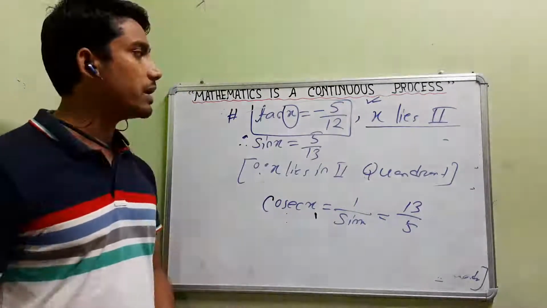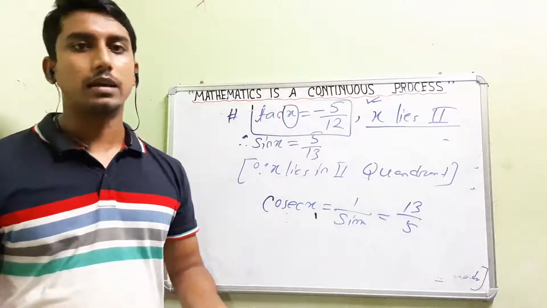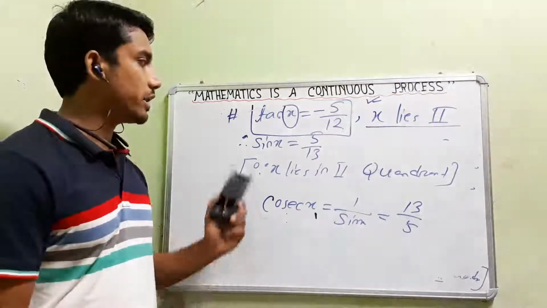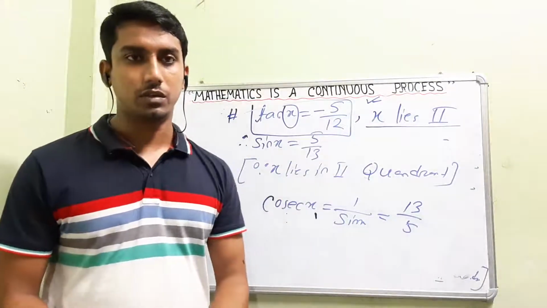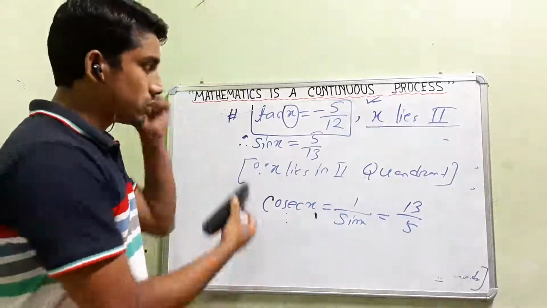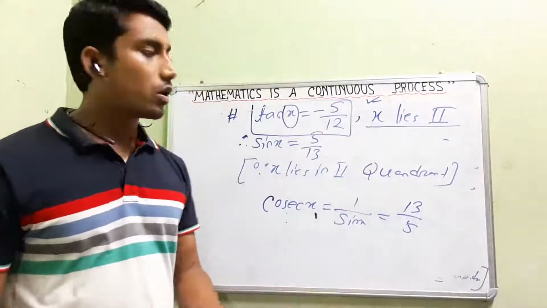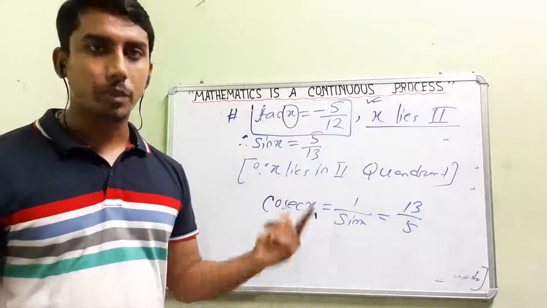Suppose tan x is given, they may ask you to find sin x and cot x. They may ask like this, or they may ask to find the remaining 5 trigonometric functions. Any kind of question may be there. So that is the concept. Here we can end our concept and problems of the topic quadrant.